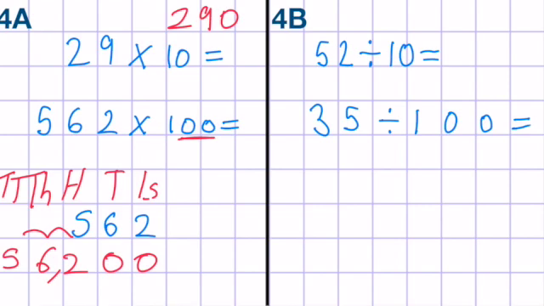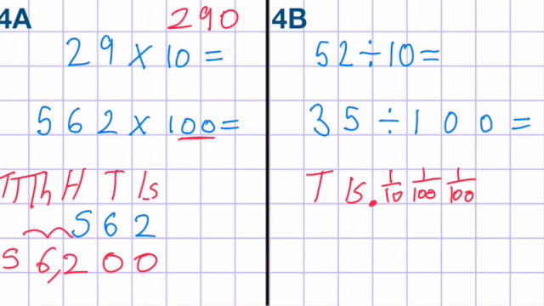Over on 4b, we're dividing. And when we divide by 10 and 100, the digits move to the right. So first off, let me put on here the place value headings. So I need a tens heading and a ones heading, and I'm going to need decimal headings. So I'll have my tenths column, my hundredths column, and my thousandths column.